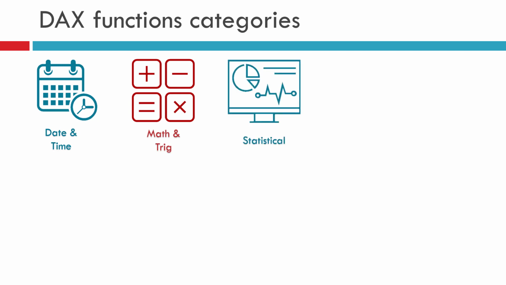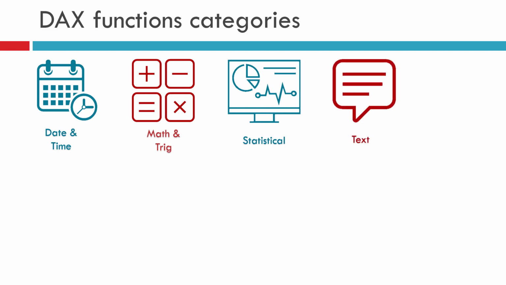Moving on to the next DAX functions, which are from the statistical category. People often confuse functions from this category to be classified as mathematical DAX functions. Functions like average, count, distinct count, minimum, maximum, median, etc. are grouped into this category. There are other functions as well which can be used to perform complex statistical analysis.